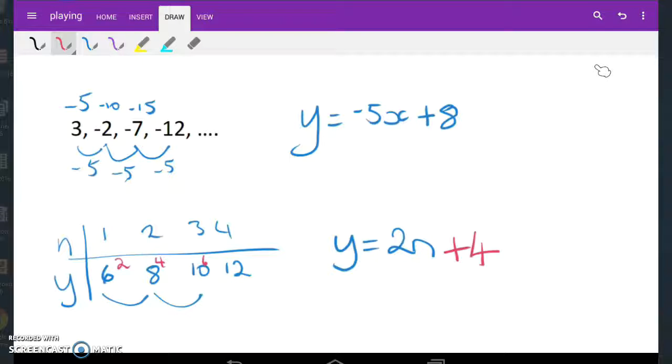And that's the end of this demonstration on writing an equation from a number pattern. If you don't understand the negative 5x being a multiplier, go back and watch the introduction movie, the first movie out of the set of 6 of this series.